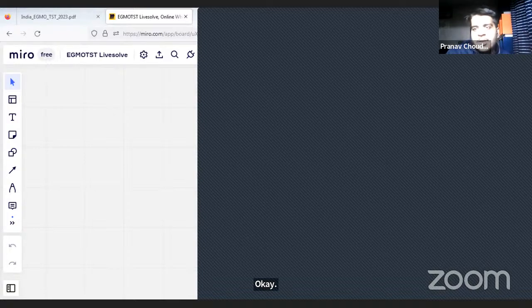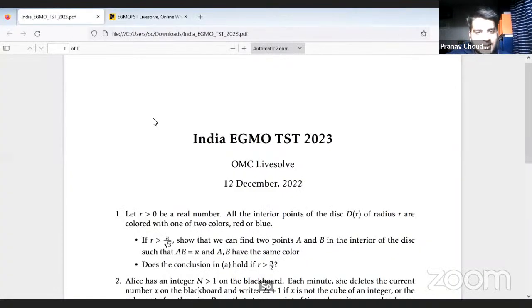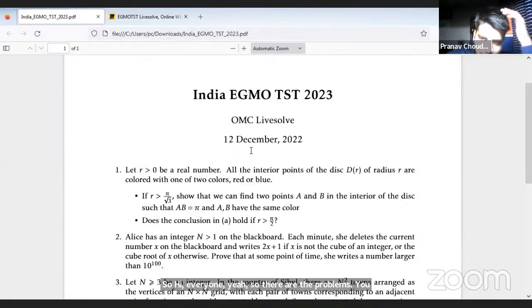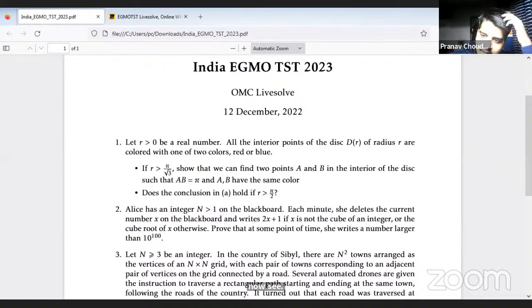So hi everyone. So here are the problems we can now see. What is this? Okay. I'll add the problem on the Miro board.